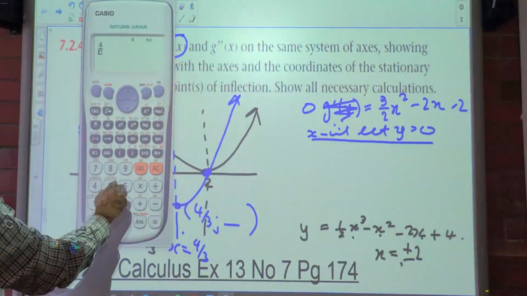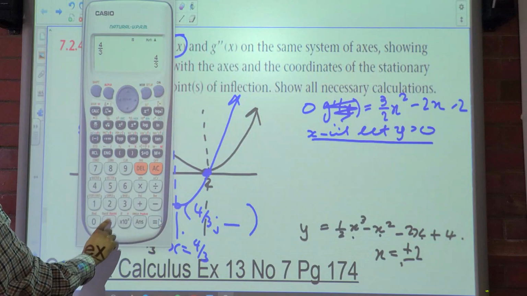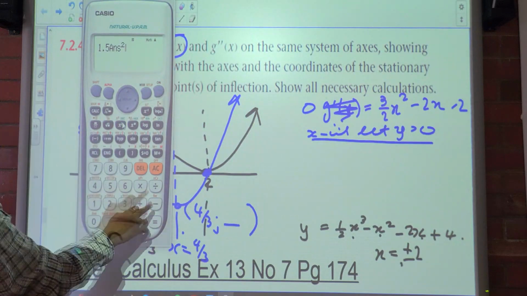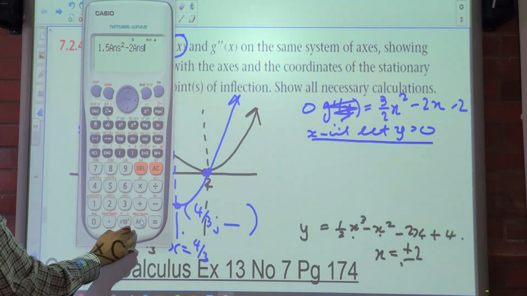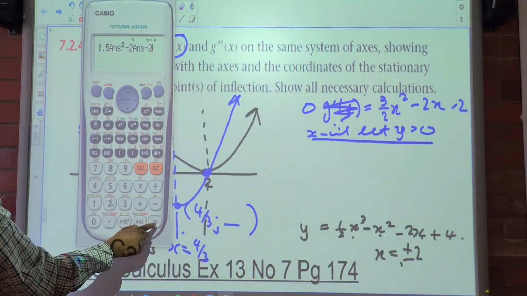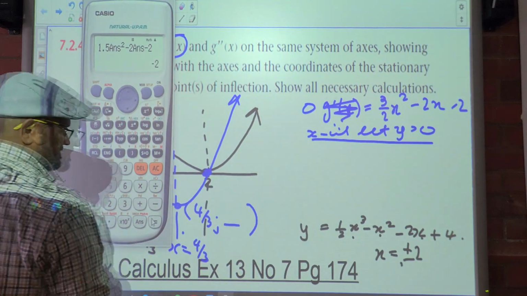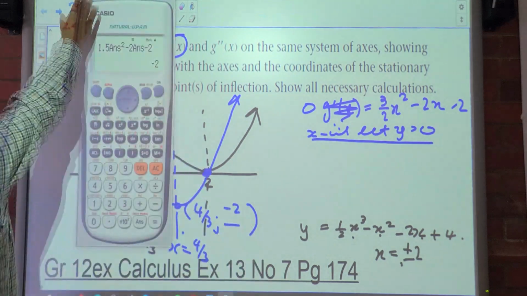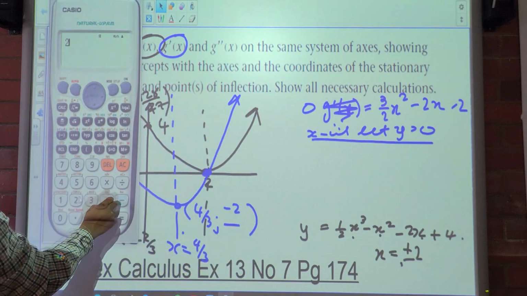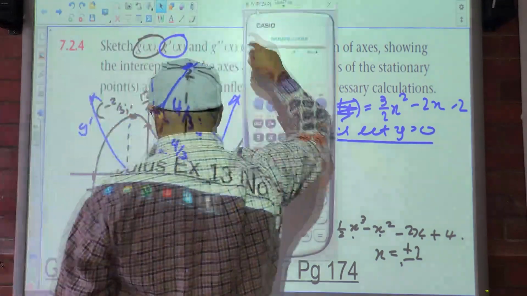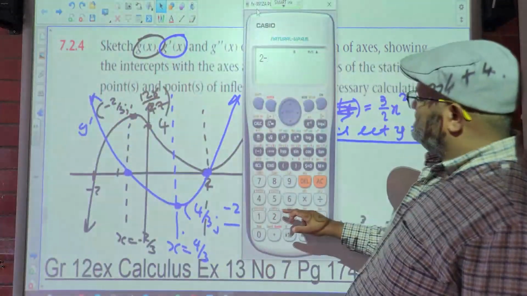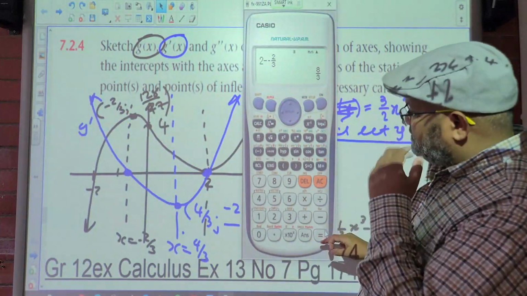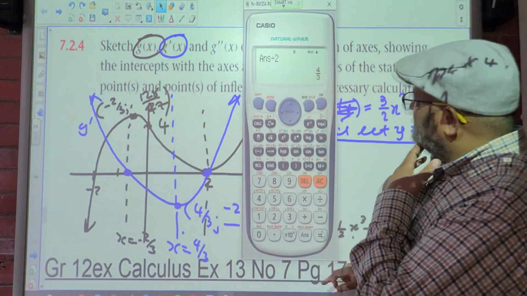It's going to be 4 over 3. So it's 1.5 answer squared minus 2 answer minus 2. Of course, it should not be a negative number there. The answer is -2. Let's check something with me. So we do 2 minus minus 2/3. 8 over 3 divided by 2, 4/3.